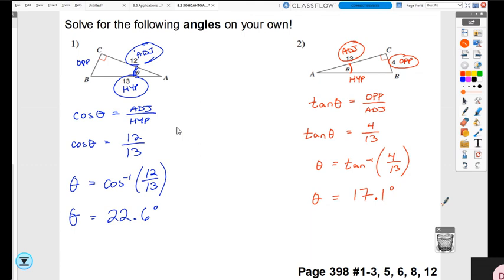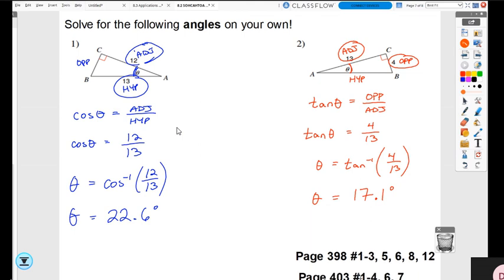Okay, folks, there's some homework here from the textbook. It's at the bottom. Try these. You're going to fly through.